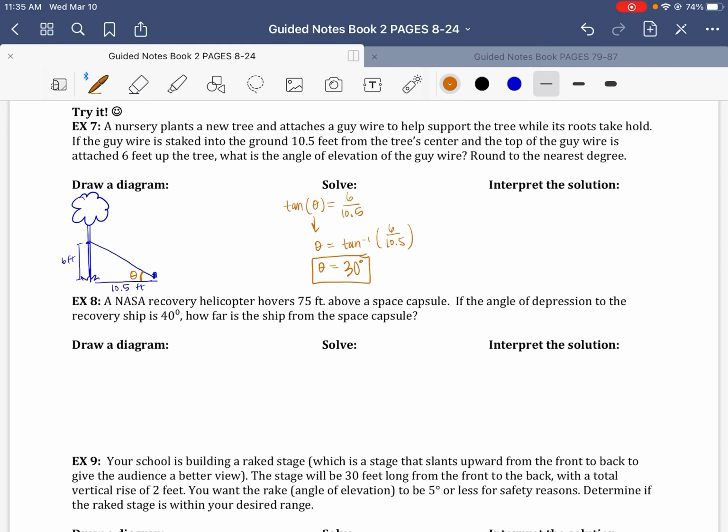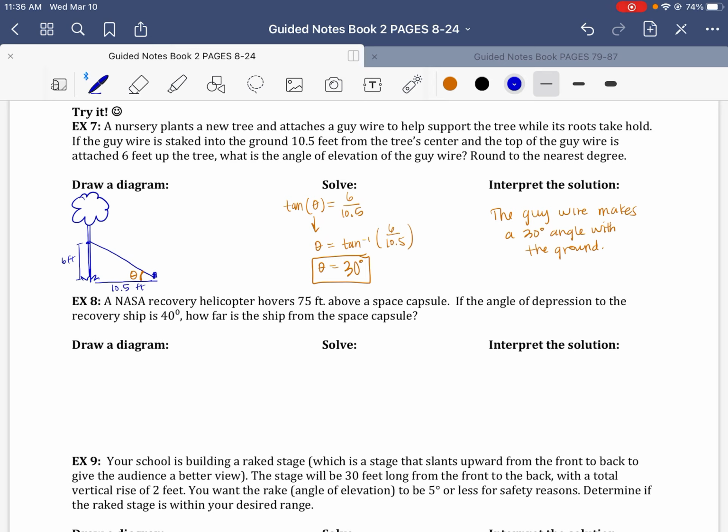Excellent. Theta is about 30 degrees. So if we're interpreting that, that means that the guy wire makes a 30-degree angle with the ground, or is rising at a degree of 30. Awesome. Okay, let's try another one. Again, the hardest part is just drawing the little diagrams so that we find the right pieces.